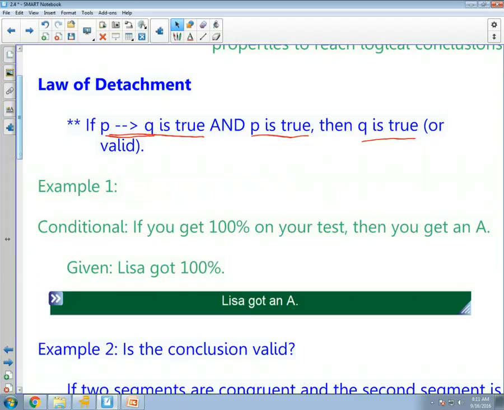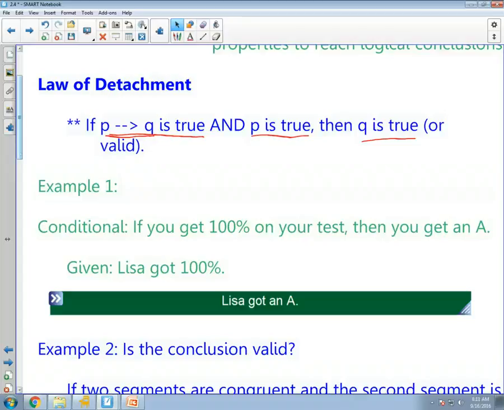Now here's the thing. Order is important. When you have the law of detachment, in all kinds of laws, order is important. You first have to have a conditional, then you have something, the if part, and then you have something that confirms the then part. It has to be in that order. Conditional, then the if part becomes true, and then lastly the then part becomes true.